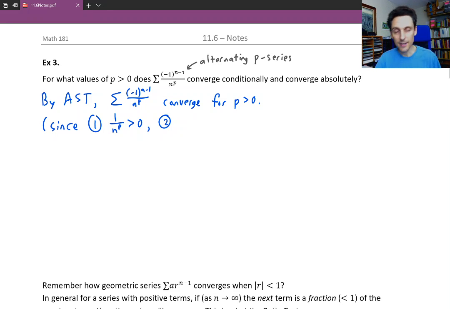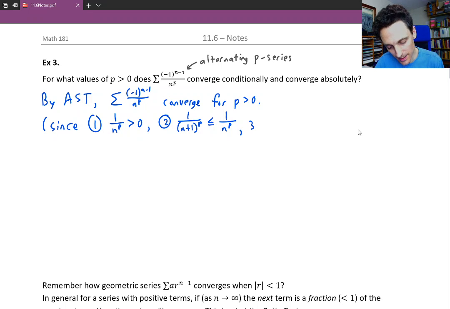Then we have to say that the terms are non-increasing. In other words, 1 over n plus 1 to the p is less than or equal to 1 over n to the p. So this is b sub n plus 1 is less than or equal to b sub n, in other words. And this is true by inspection. If you make the denominator bigger, then the fraction is smaller.